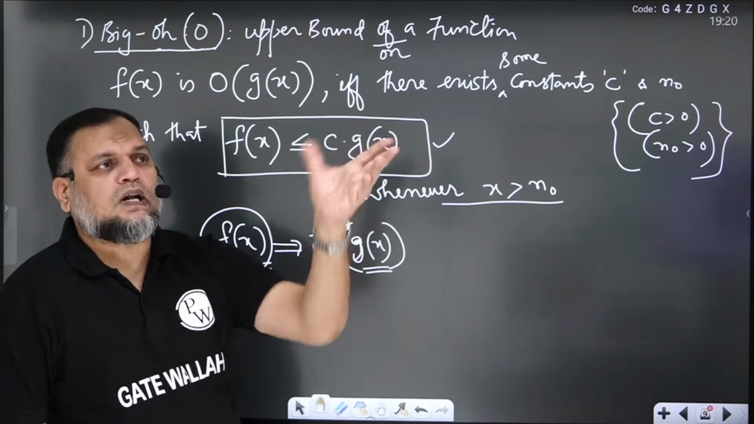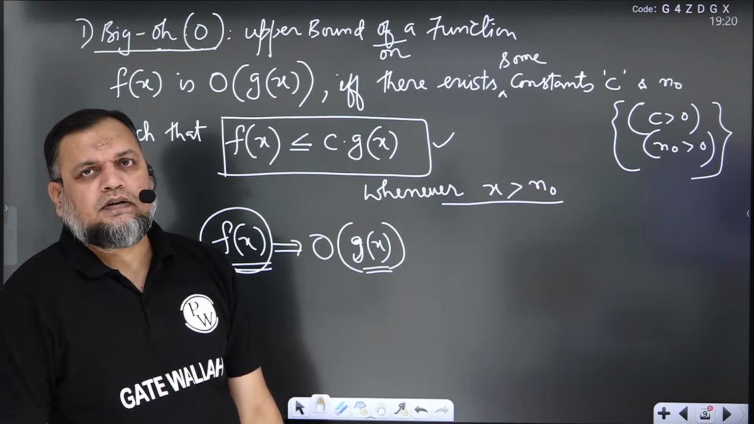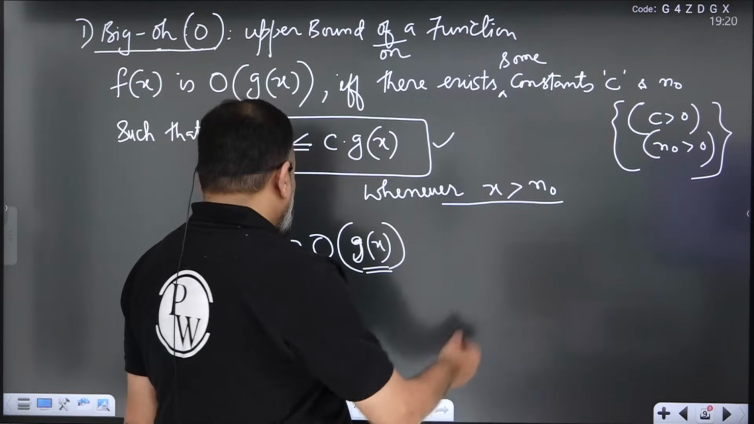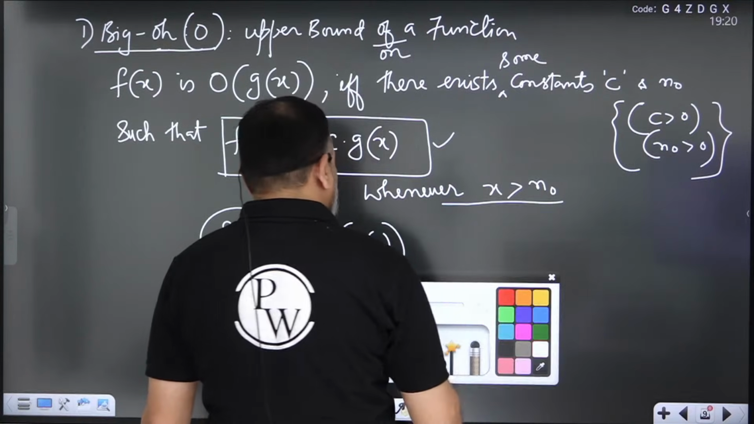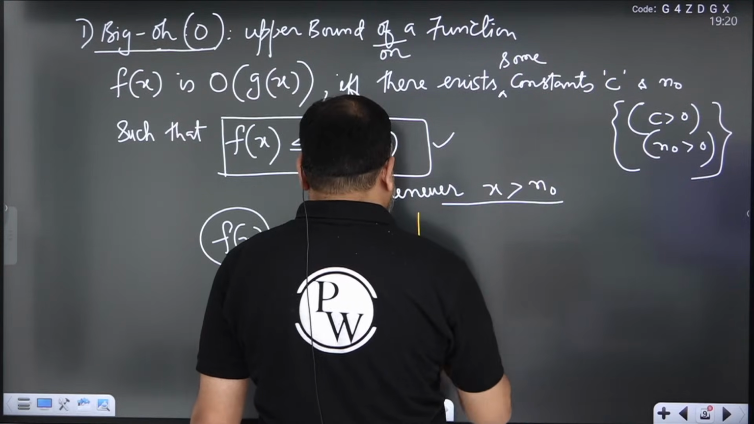So f of x belongs to that set basically. Right? Basically belongs to that. This can be shown graphically. मैं आगे भी आऊँगा, आगे बताऊँगा आपको graphical representation or graphical meaning of this.